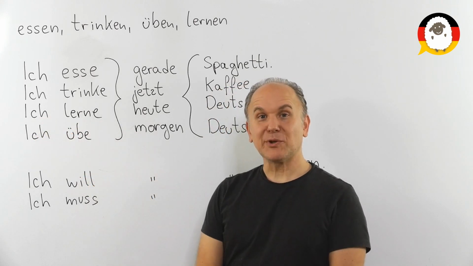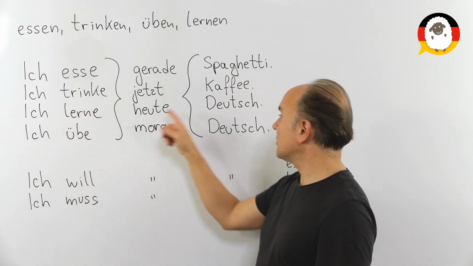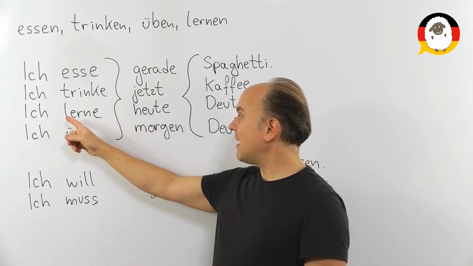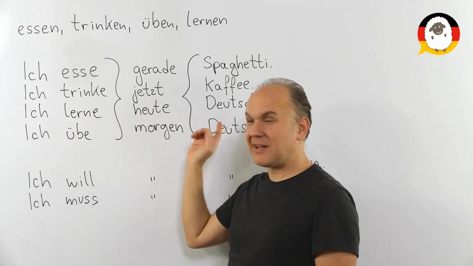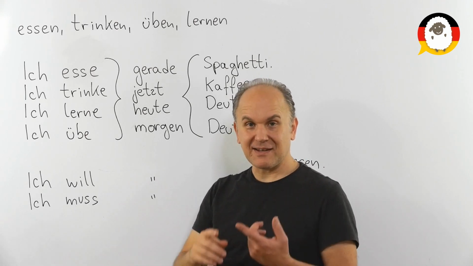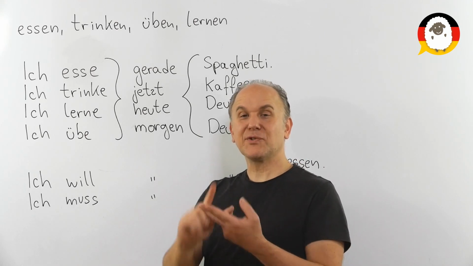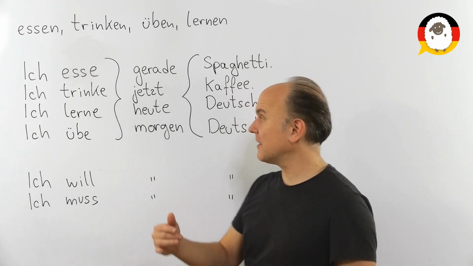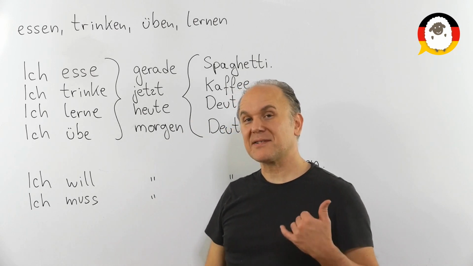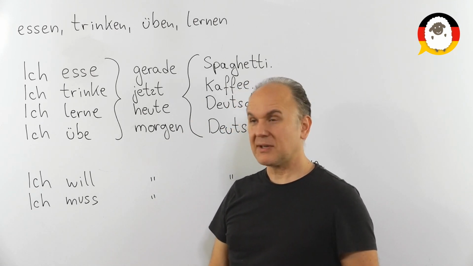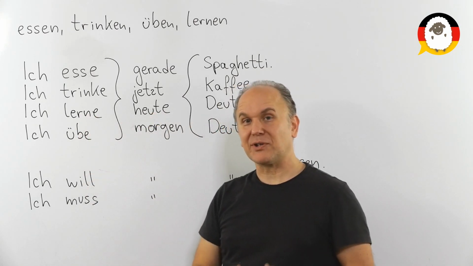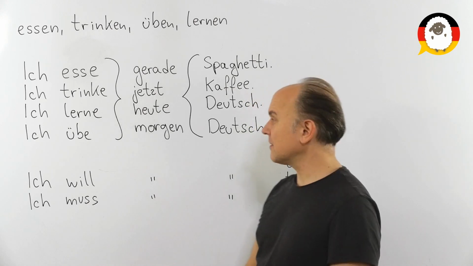Okay, so next one is lernen. Ich lerne. I'm learning. Ich lerne heute Deutsch. Heute means today. I'm learning German today. I'm going to learn German today. It has many meanings. It can have present meaning, future meaning, right? Depending on context, right? So, ich lerne gerade Deutsch. I'm practicing German at the very moment. Okay? Ich lerne heute Deutsch. Today I'm gonna learn some German, right?